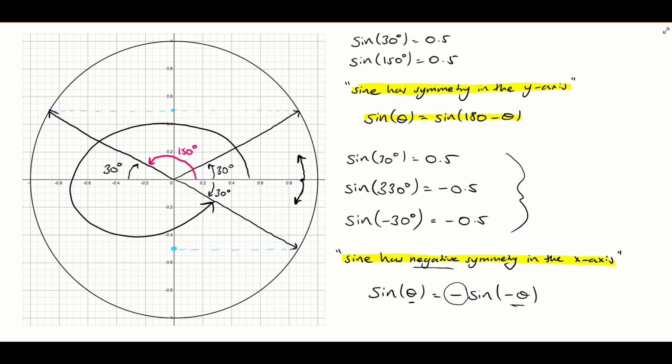Now what we've got to do is look at what happens if we look at the cosine values? So I'm going to erase all of this.